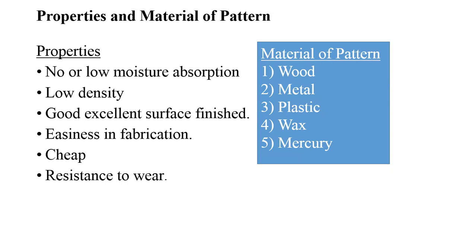Then actually mercury freezes at minus 39 degrees Celsius. So if you are making a pattern of mercury, you have to work at minus 39 degrees Celsius. At that temperature you make a solid pattern, and once you get the pattern prepared, you make a mold from it. Then after making it, you keep it at normal temperature.